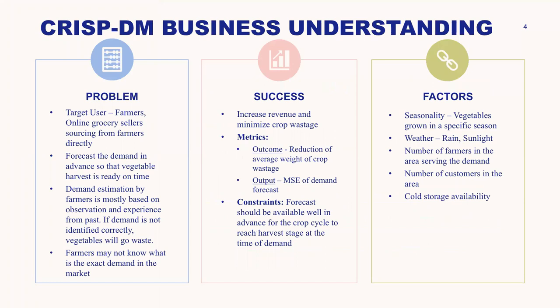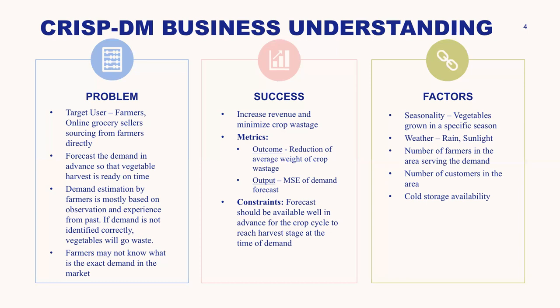Now, if we look at the CRISP-DM business understanding and look at the problem success and factors, the target user for this problem statement could be the farmers as well as the online grocery sellers who source directly from the farmers. So basically we want to forecast the demand in advance so that the vegetable harvest is ready on time. As I mentioned before, the current state is such that it is mostly based on observation and experience from past, and if demand is not identified correctly, the vegetables will go waste and farmers may not know what is the exact demand in the market.